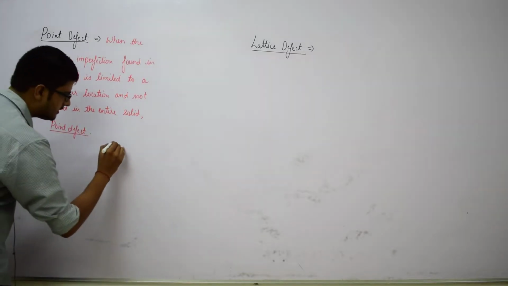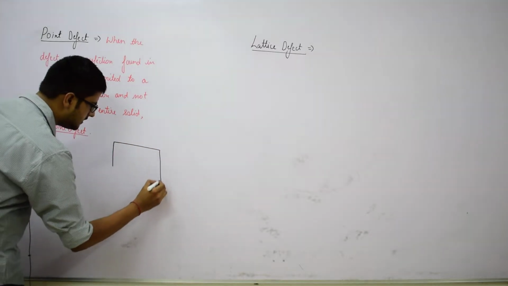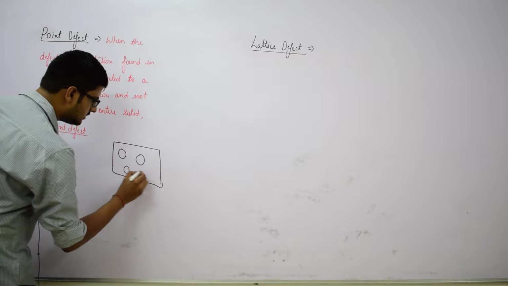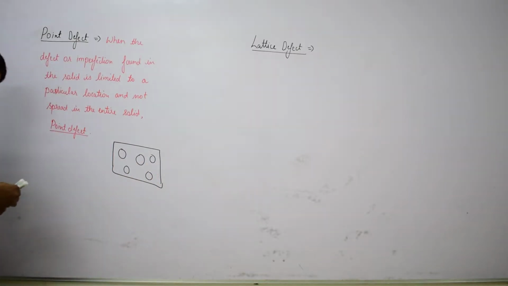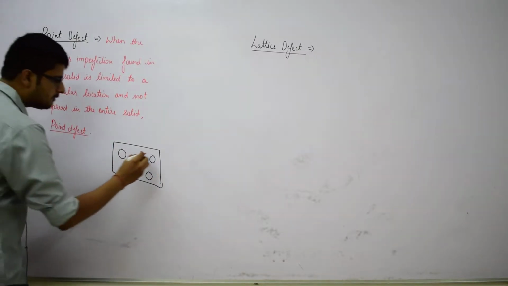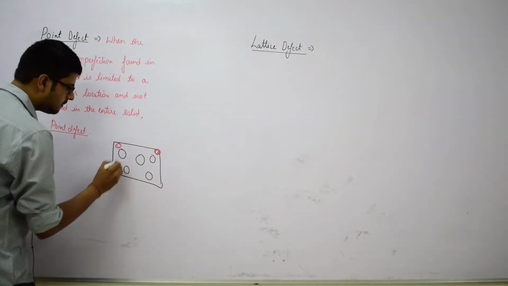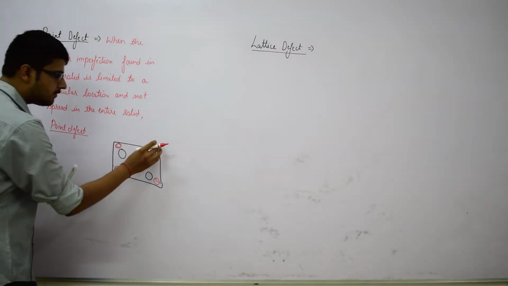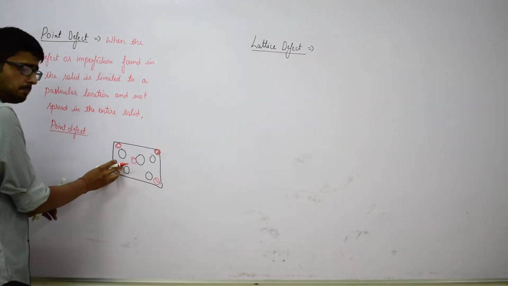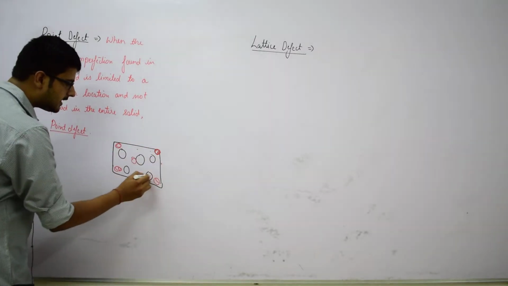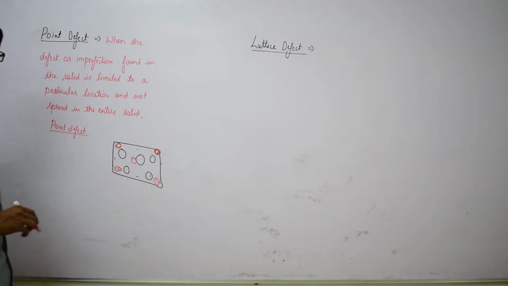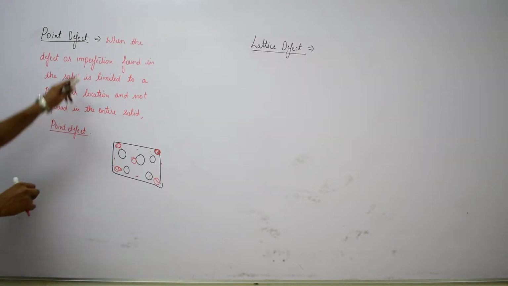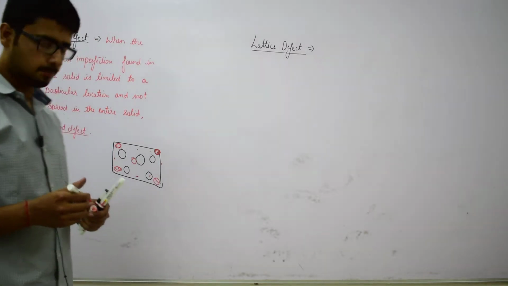Like if we take the example of a crystal, let this be a crystal and let these be the constituent particles which are found in this crystal. So, if the defect is found somewhere here or here or here, but if the defect is found to some definite position, some definite location, and it is not found in the entire lattice, in the entire solid, it is located only to a particular location, then this type of defect is called point defect.